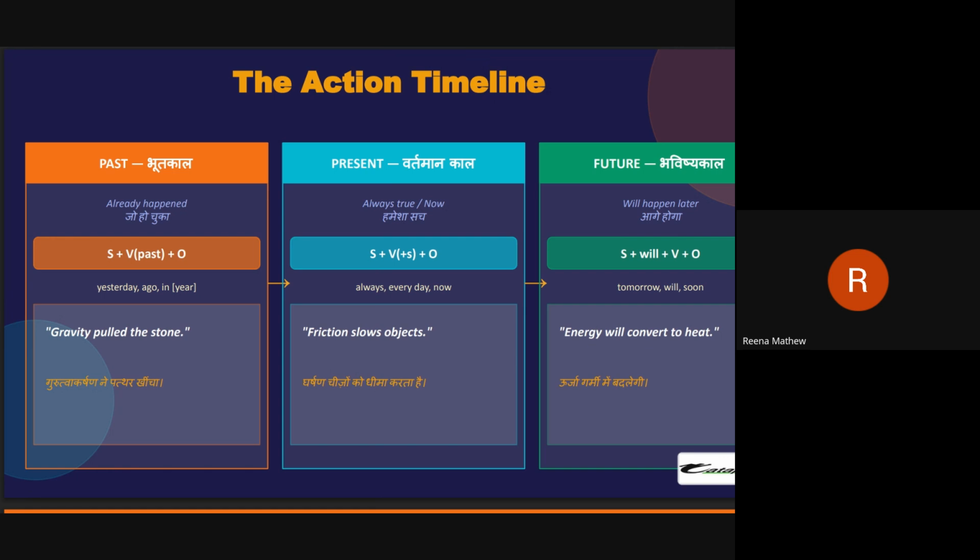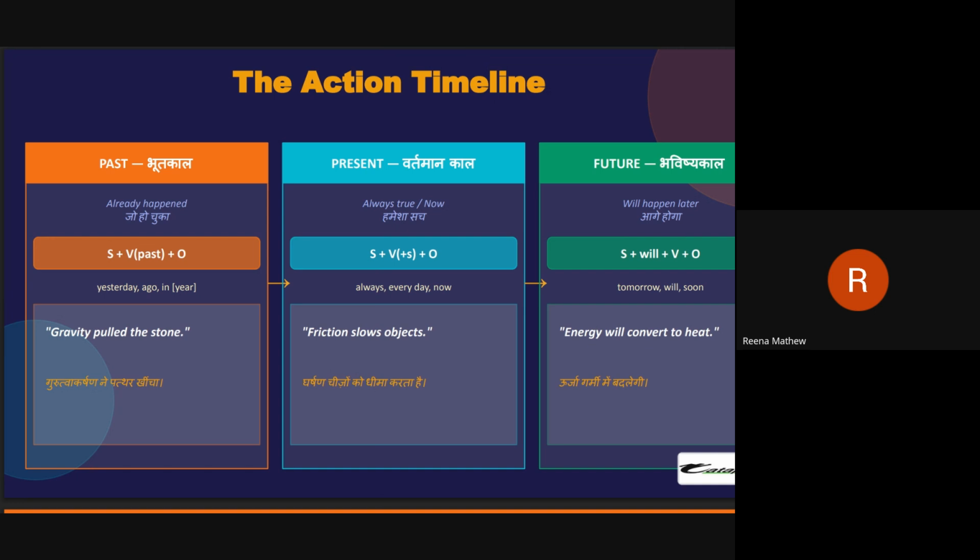Okay, so look at the sentence. Gravity pulled the stone. Okay, so Rudra has said I observe the plants. So what is the past tense? The ed form of observe will come in the past tense. I observed the plants. Okay, gravity pulled the stone. You have to add ed with the verb to make it past tense.